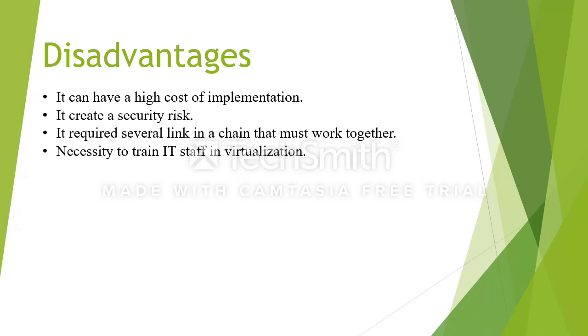Third, it requires several links in a chain that must work together. It means if you have some data and you process your data on the local device, that is easy. You can store it on the hard drive or local device. But if you want to save in virtualization, first you need to set up your internet connection. If the internet connection is set properly, then you need to check whether the virtualization operating system is working currently or not. If any of those are not working, then you are not able to save that file.